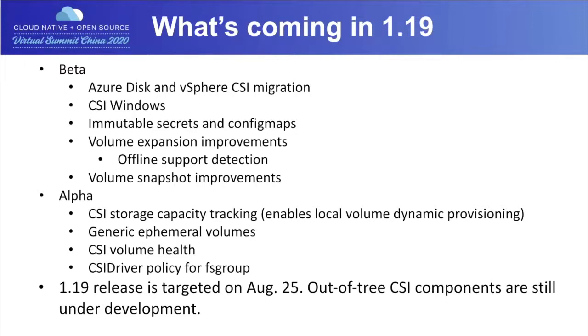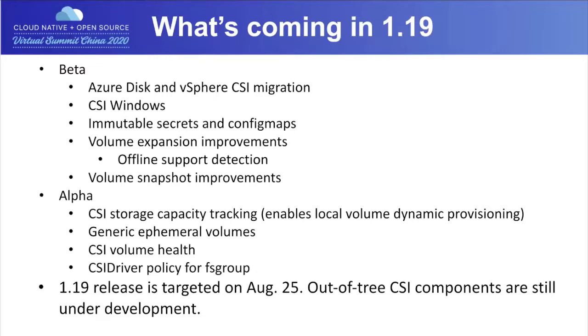So this is a really important feature that will help enable local volume dynamic provisioning, which has been a pretty long awaited and requested feature. So this is one of the key features we need to enable that use case. So if you are interested in this use case, please go ahead and try this out with your CSI driver and help us fix any bugs and make improvements to it.